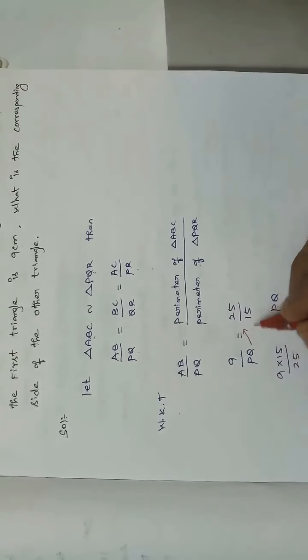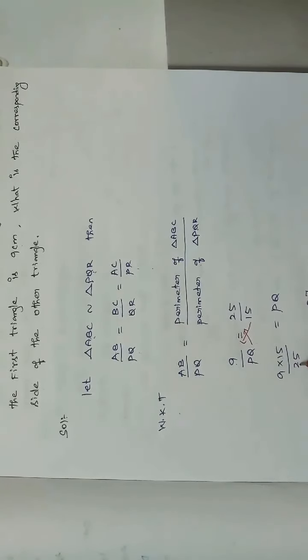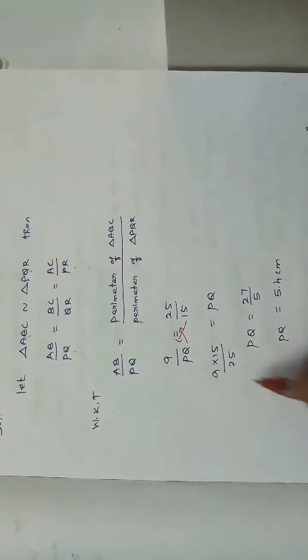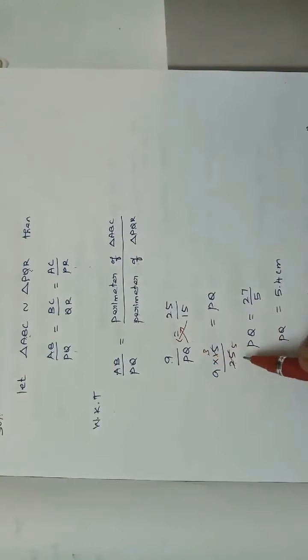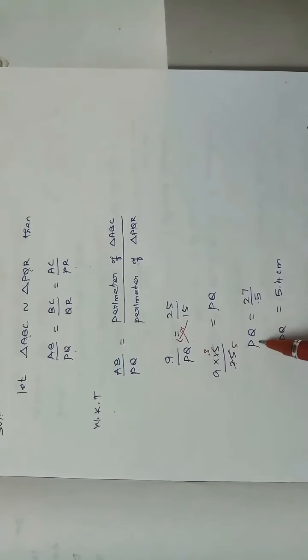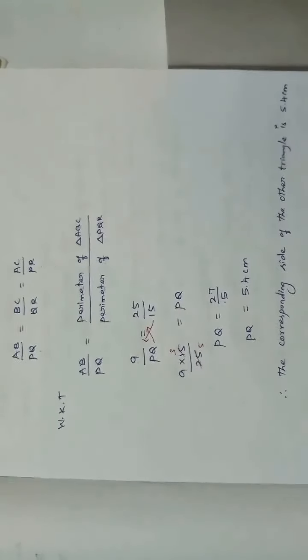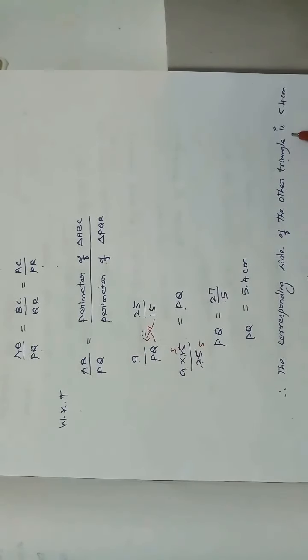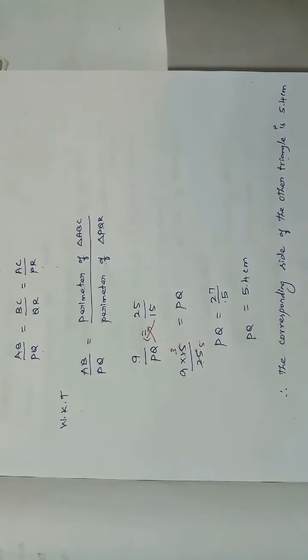Taking PQ to the RHS and 15 to the LHS, PQ is equal to 9 into 15 divided by 25. Just simplify. 5 times, here 3 times. So 9 into 3, 27. 27 divided by 5. So PQ is equal to 27 by 5. Simplify, PQ is equal to 5.4 centimeter. Therefore, the corresponding side of the other triangle is 5.4 centimeter.